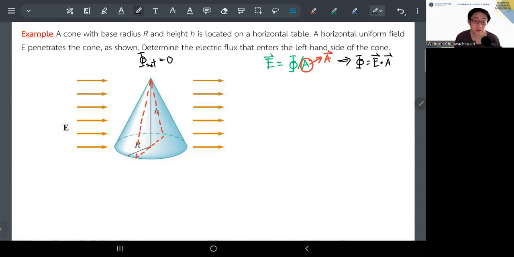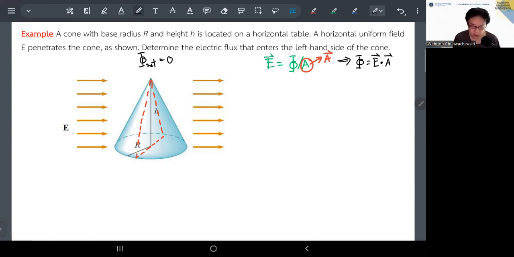There will be no net flux through the bottom surface of the cone. No problem, because there's no penetration through the bottom. So that's easy. You only care about the left hand side surface and the right hand side surface. But this particular problem is focusing on, hey, I only care about the left hand side of the cone. How much flux is entering, even though we already knew that the net flux is going to be zero? What do you think, guys?